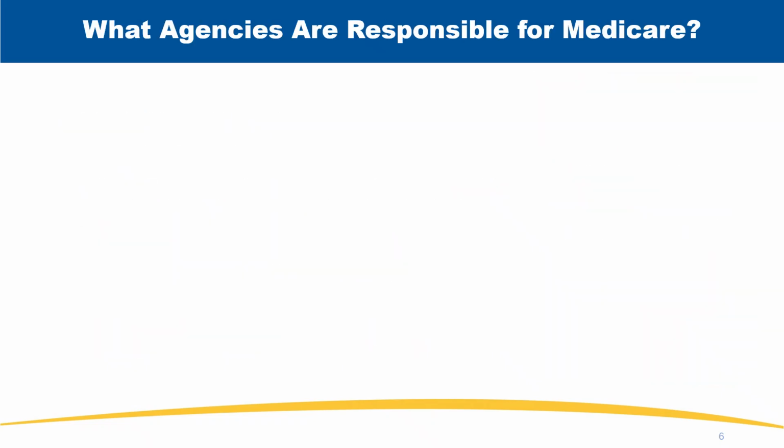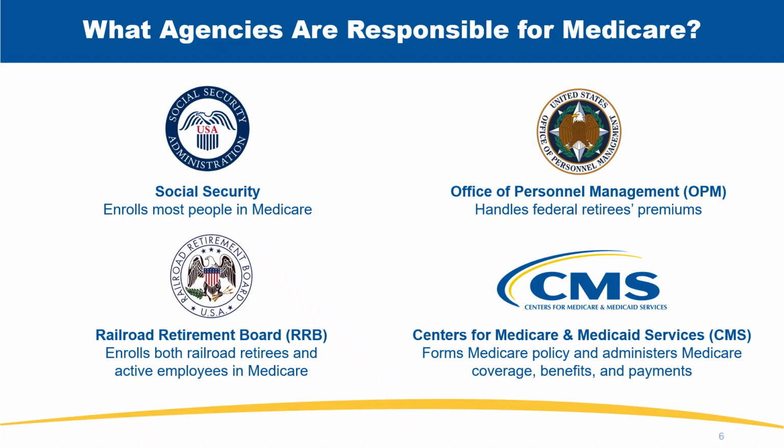What agencies are responsible for Medicare? You have Social Security, which enrolls most people into Medicare. Office of Personnel Management, OPM, handles federal retiree premiums. Railroad Retirement Board, RRB, enrolls both railroad retirees and active employees in Medicare. The Centers for Medicare and Medicaid Services, CMS, forms Medicare policy and administers Medicare coverage, benefits, and payments. They're the federal entity that controls how much the premiums will be, out-of-pocket costs, and also, of course, forms the Medicare policy.